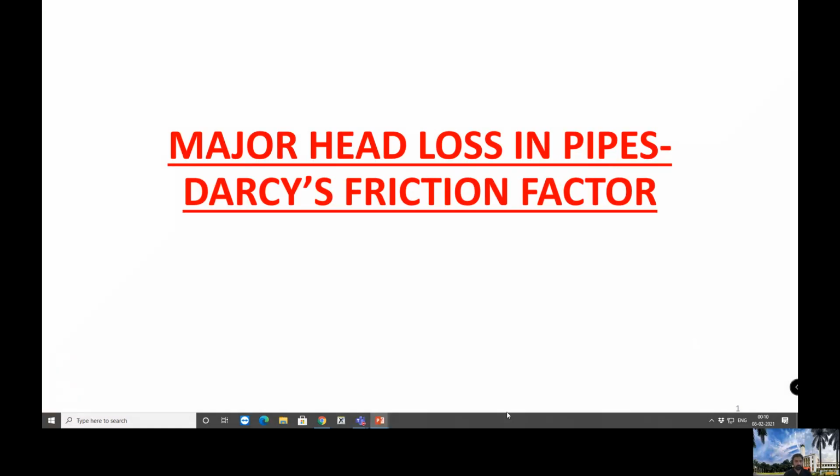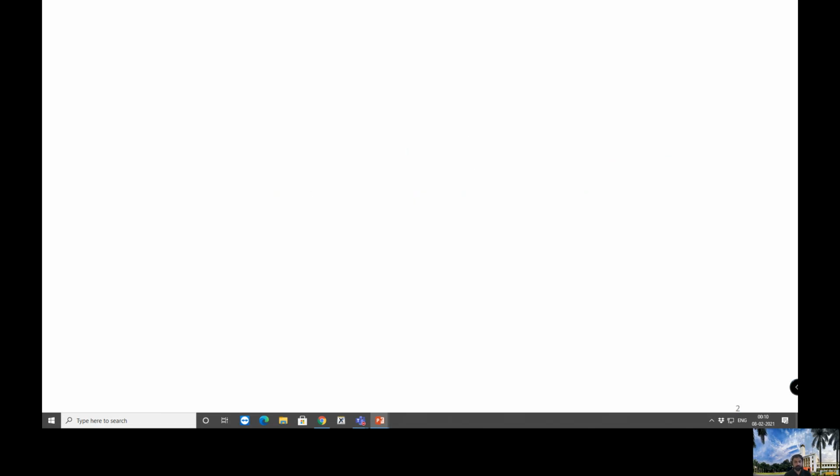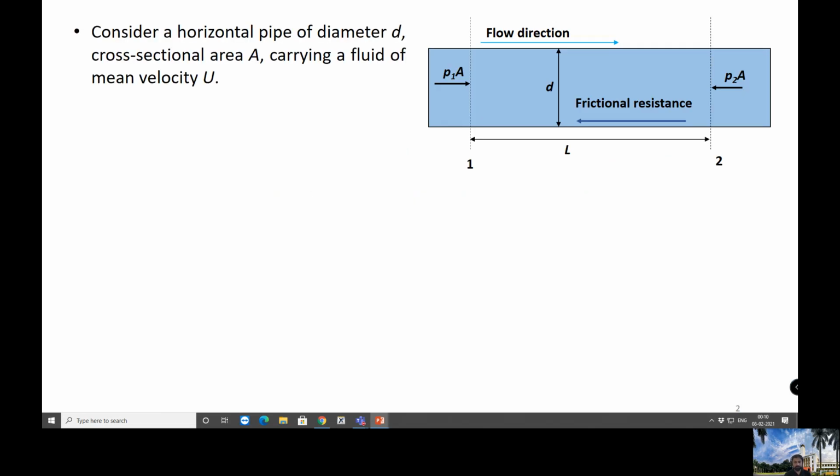So students, today we are going to cover the theory behind our experiment this week, which is the major head loss in pipes, that is Darcy's friction factor. So actually there are two types of losses associated with pipe flow. One is major loss and one is minor loss.